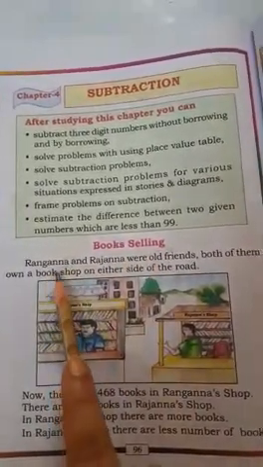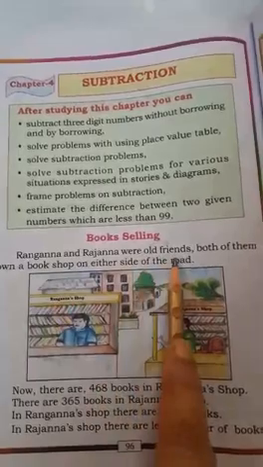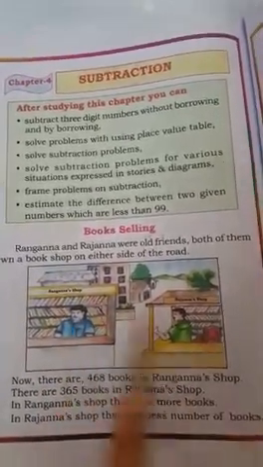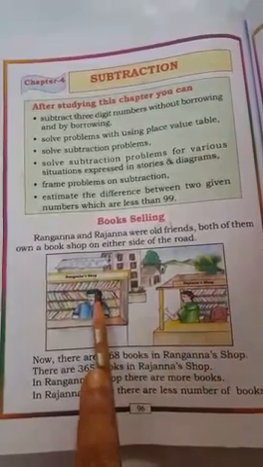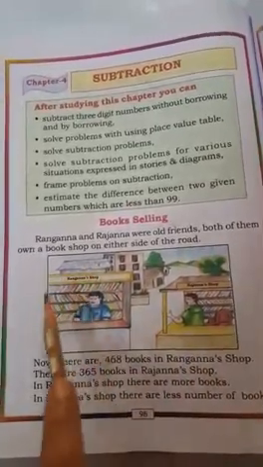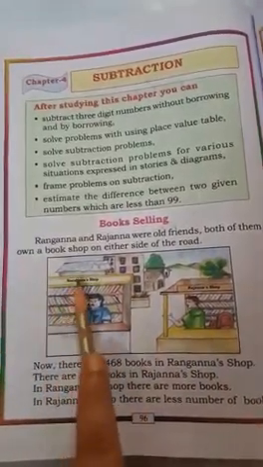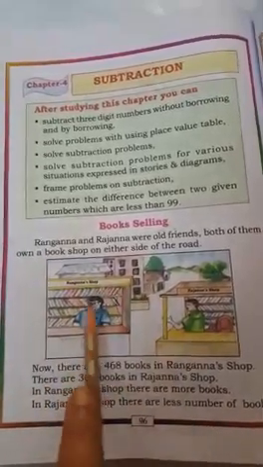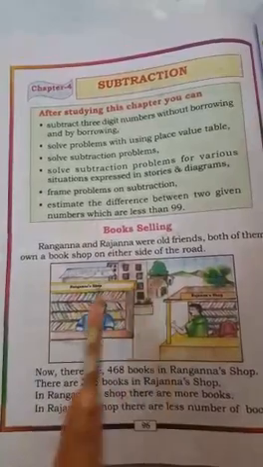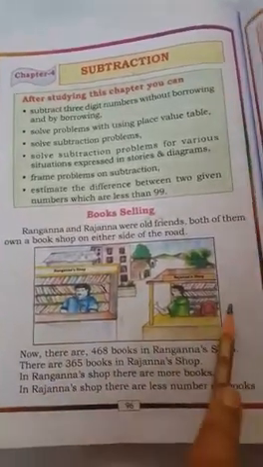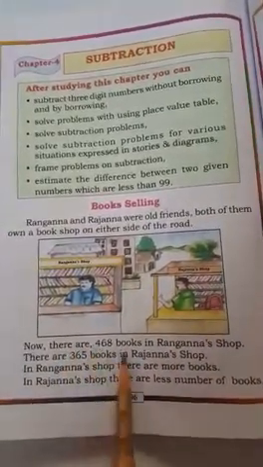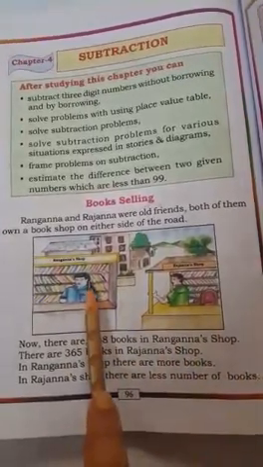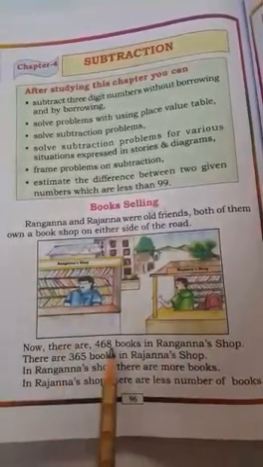See here, Rangana and Rajanna were old friends. This is Rangana's shop and this is Rajanna's shop. Both of them own a big shop. Both of them own a bookshop on either side of the road. So this is the road, this is one side and this is another side. Now there are 468 books in Rangana's shop.